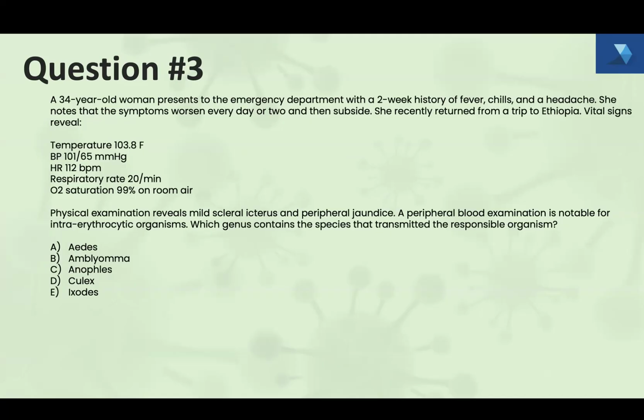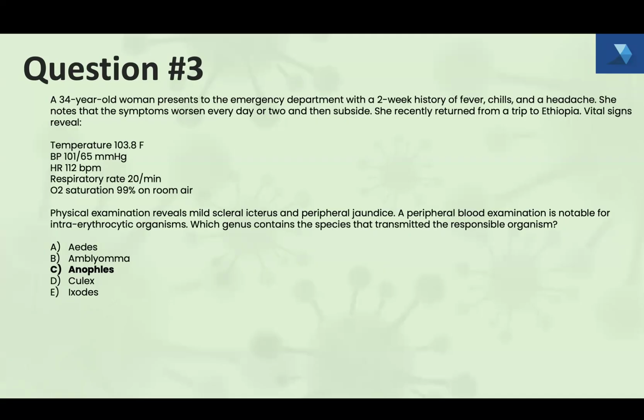Physical exam reveals mild scleral icterus and peripheral jaundice. A peripheral blood examination is notable for intraerythrocytic organisms. Which genus contains the species that transmitted the responsible organism? And the answer is Anopheles, which I mentioned early on.